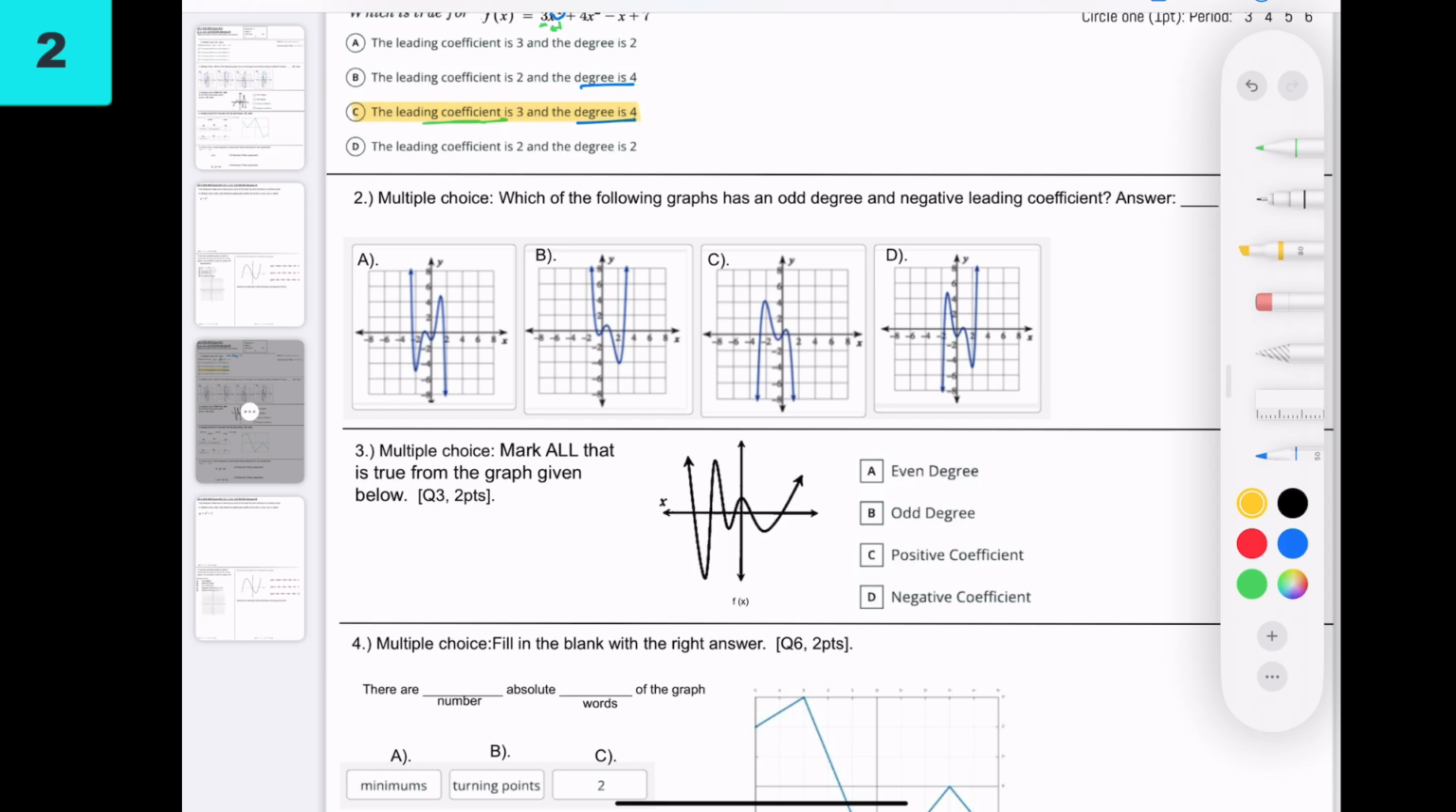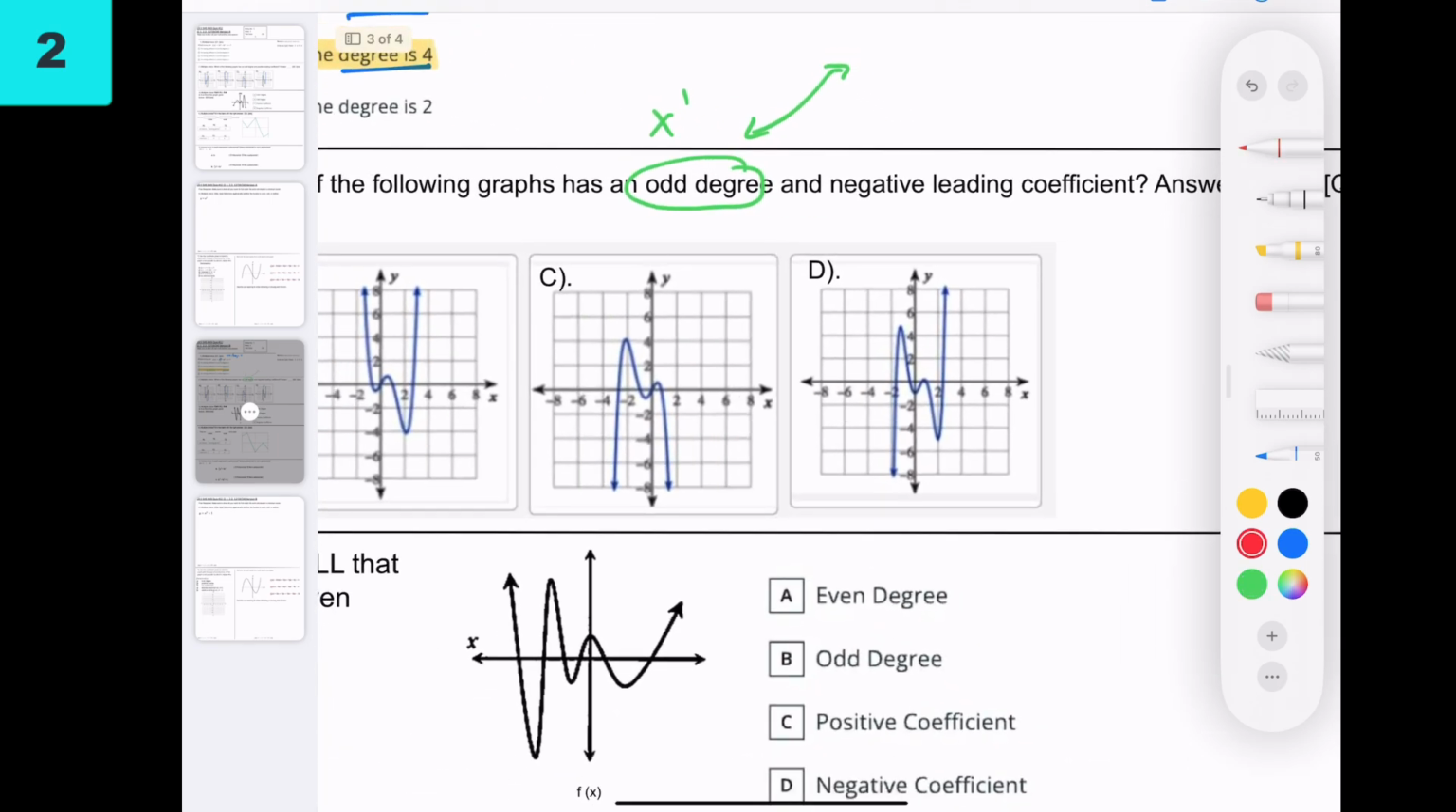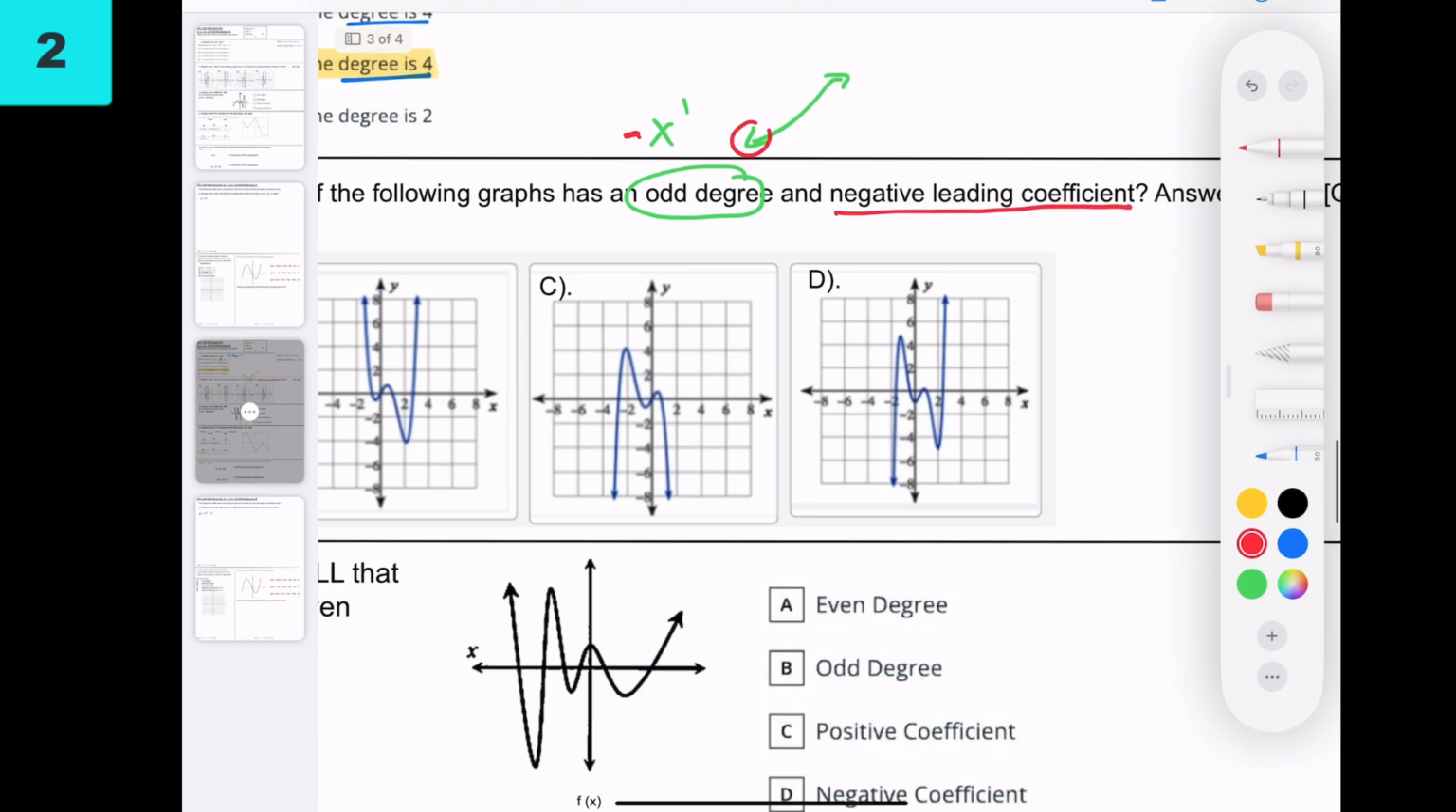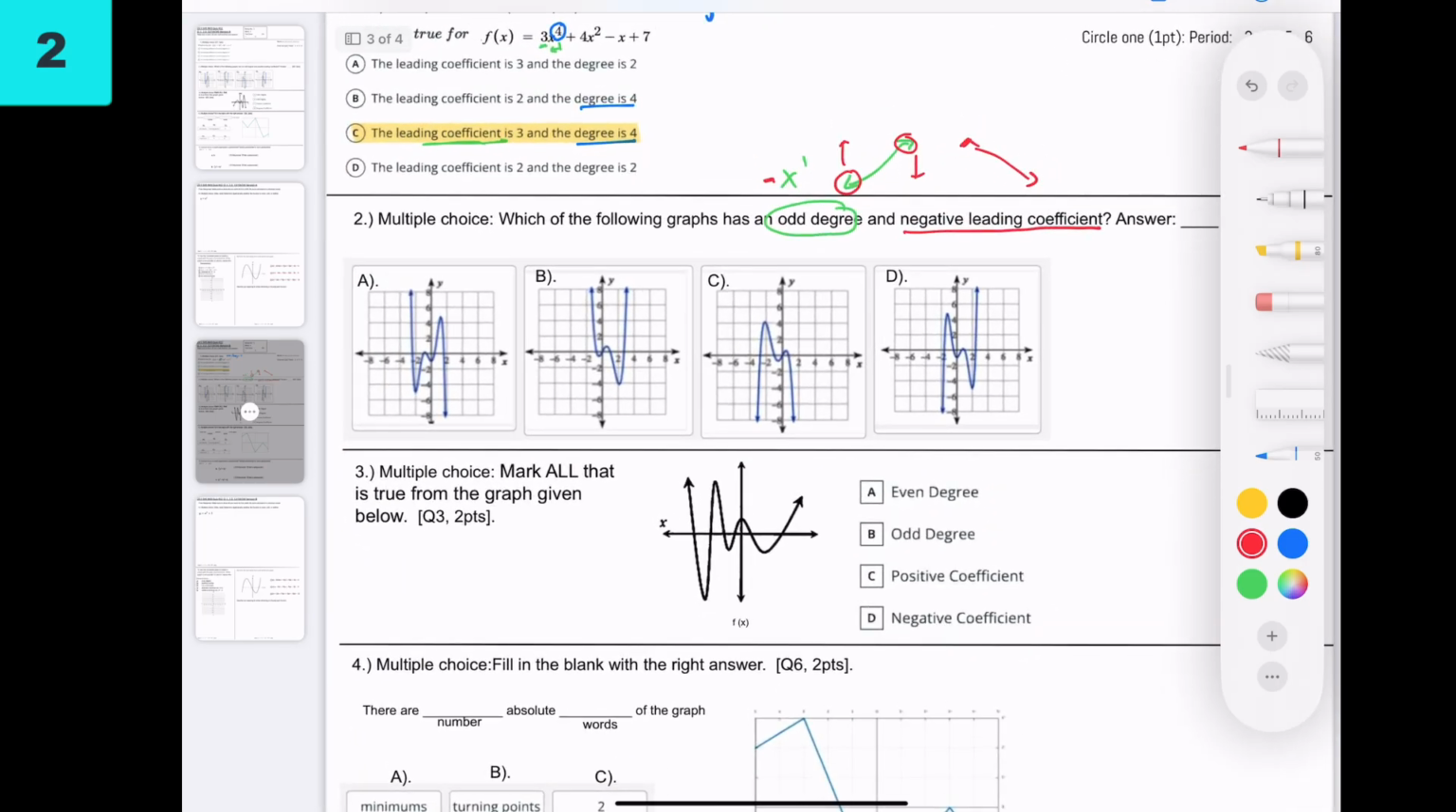Okay, which of the following graphs has an odd degree? The easiest odd degree is x to the first. It looks like this. A negative leading coefficient, though, will change these. So now your arrow looks like this. Okay, so let's go ahead and look for that. There it is in choice A. So A is our correct answer.